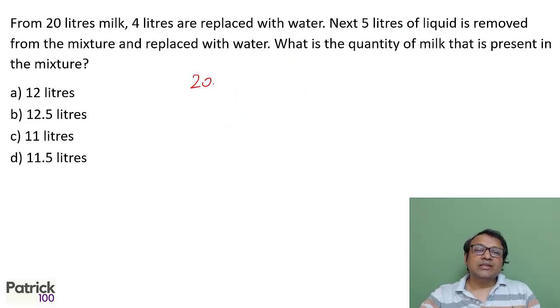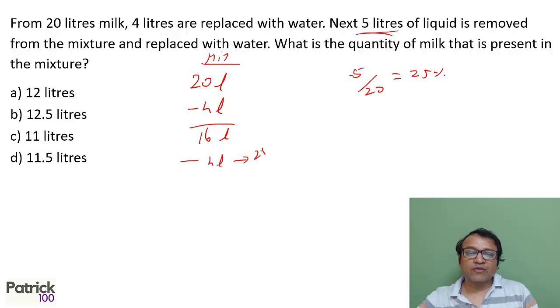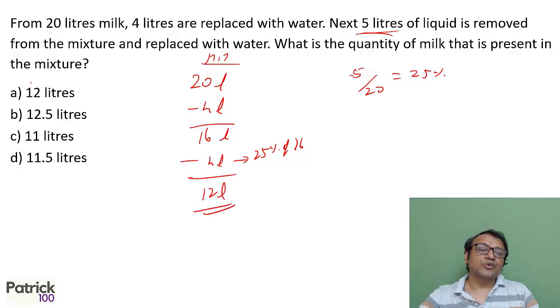20 liters of milk is there. You are replacing 4 liters with water. So how much milk is left? 16 liters of milk is left. Again, you're removing 5 liters. So you're removing 5 out of 20, which means you're removing 25%. If you're removing 25%, that means 25% of milk also will come out, 4 liters, which is 25% of 16. So how much milk is left? 12 liters of milk is left. A option. That will be the answer.